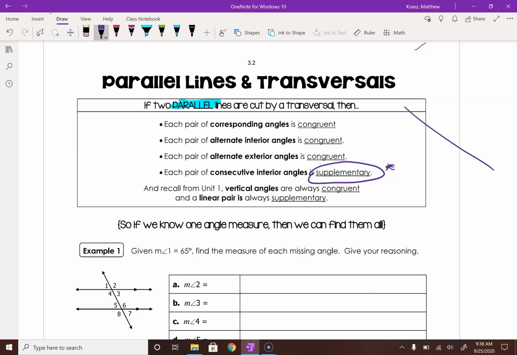And recall, vertical angles are always congruent. So vertical angles, in this case, those would be these angles here, or those angles there. Those are always congruent. And a linear pair are always supplementary. So when you have these two angles here, they equal 180. So remember that this equals 180 degrees.